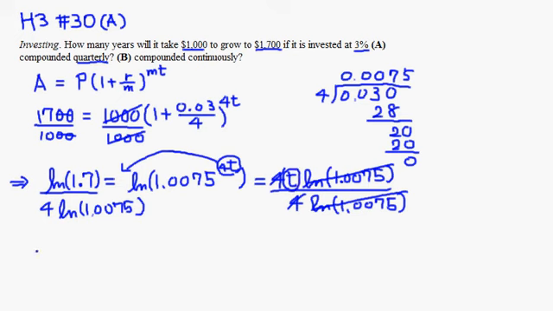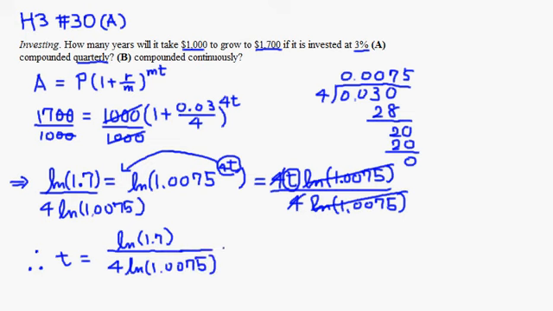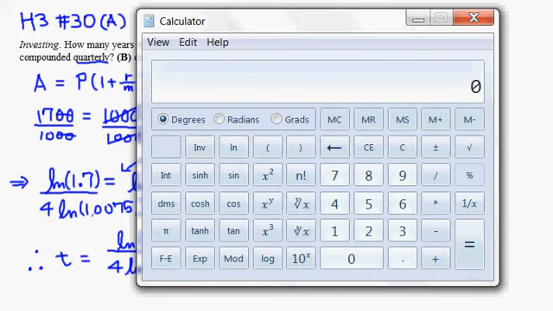Therefore t is equal to the natural log of 1.7 divided by 4 times natural log of 1.0075. Unfortunately, I cannot do this in my head, so I have to rely on a calculator. It came with the computer. So here's the calculator.